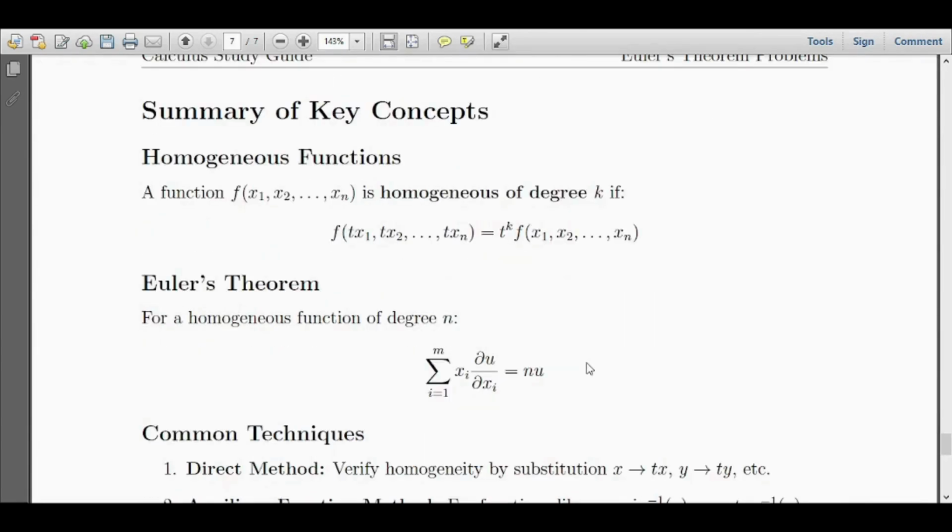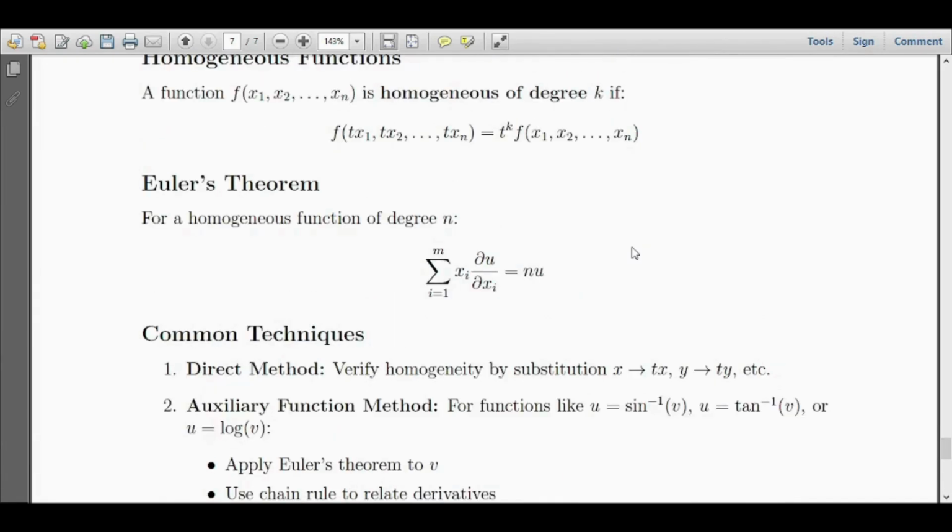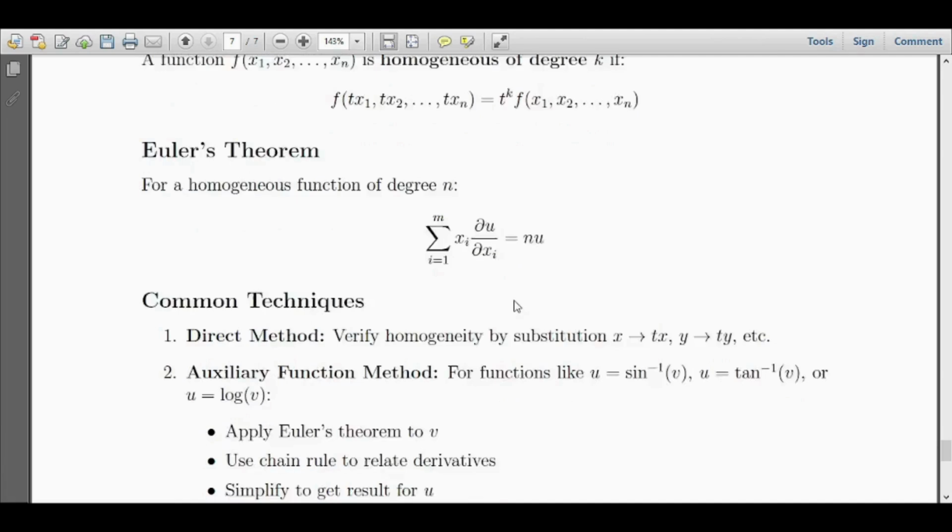And this is the summary of key concepts. A function f of x1, x2, and so on xn is homogeneous of degree k if f of tx1, tx2, and so on txn equals t to the power k into f of x1, x2, and so on xn. This is Euler's theorem for first order partial derivatives of n variables, written in summation form: x1 ∂u/∂x1 + x2 ∂u/∂x2 and so on xn ∂u/∂xn equals nu.